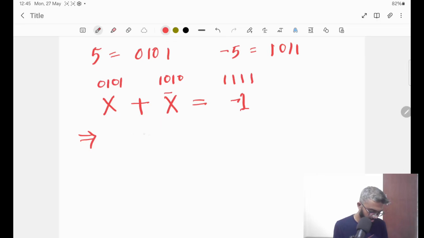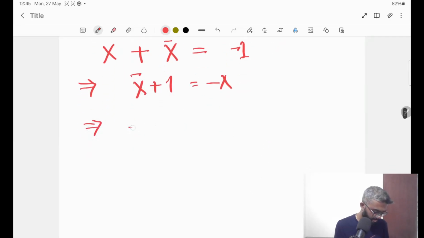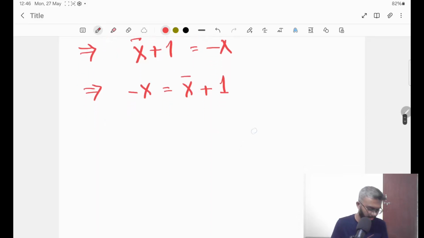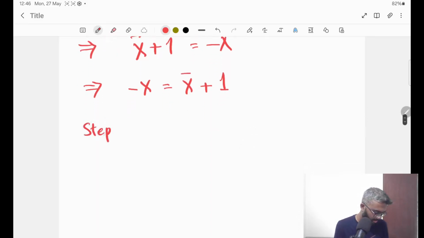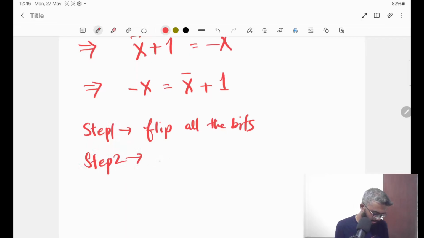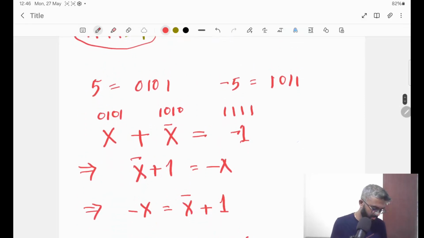We can rearrange this equation in some way. For example, x bar plus 1 is equal to -x. And finally, we get that -x is equal to x bar plus 1. This is the strategy that the computer follows to find the negative of any number. So the first step is you flip all the bits of that number. Step 2, add 1.